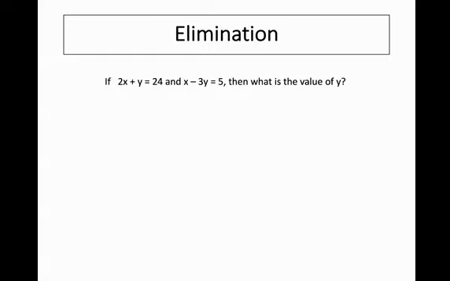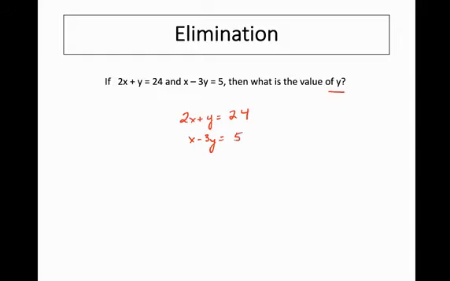Sometimes with elimination, you won't be able to simply eliminate one of the variables by adding or subtracting immediately. What you're going to have to do is a little multiplication. Let me show you what I mean. If 2x plus y equals 24, and x minus 3y equals 5, then what is the value of y?